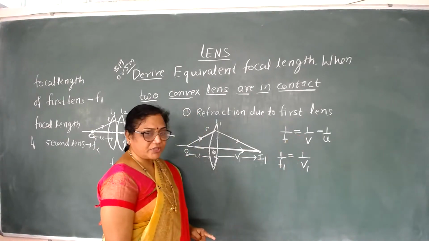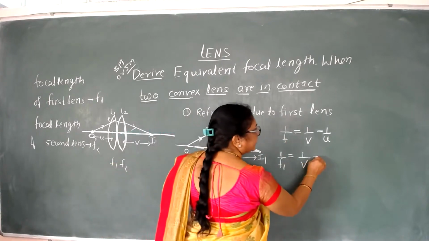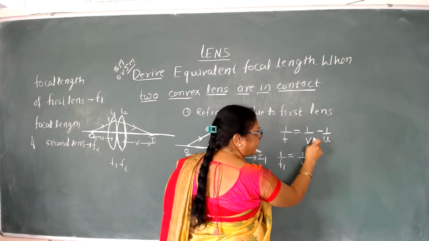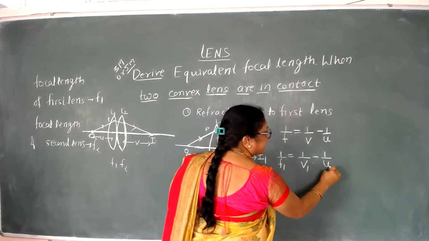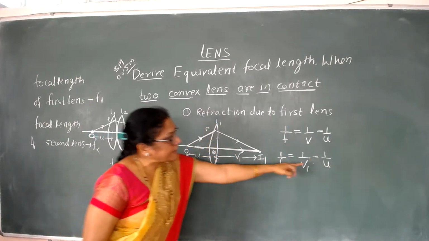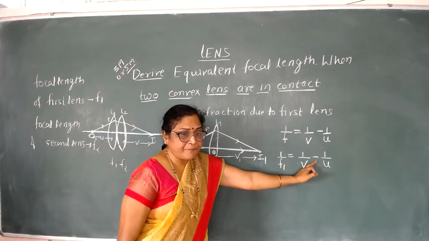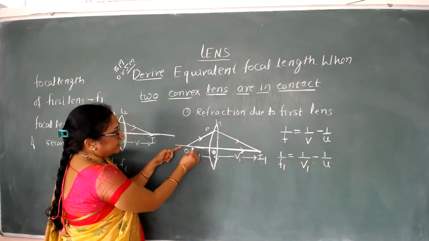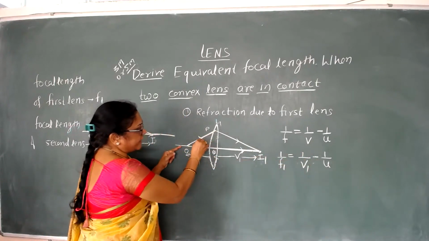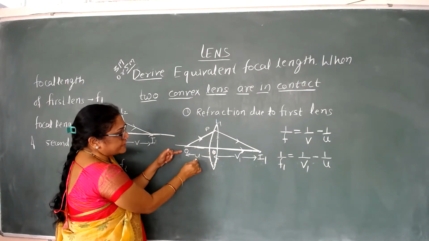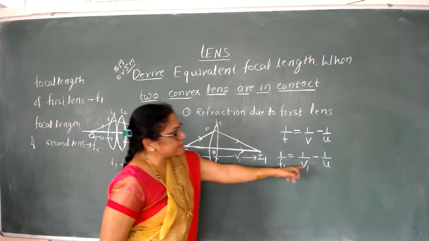Then what about the object? There is an object distance, minus u. Here we apply the sign convention already, and we check whether it is correct or not. Minus u means the object is situated in the direction opposite to the incident ray. The incident ray is in this direction, and we measure the object distance in the opposite direction, which means u is negative. So it is correct.